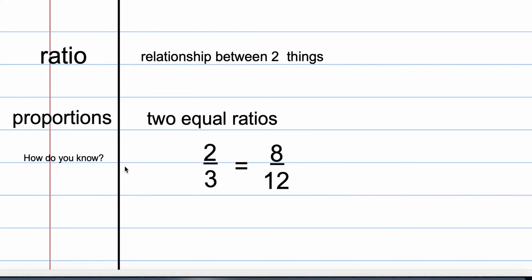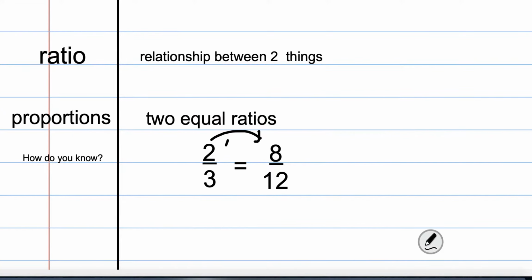How do you know? Well, we start by looking at how did we go from here to here? Well, 2 times 4 was 8, and 3 times 4 is 12. So because these are the same, which we call the factor of change or proportionality, we get the same answer. They're equivalent.